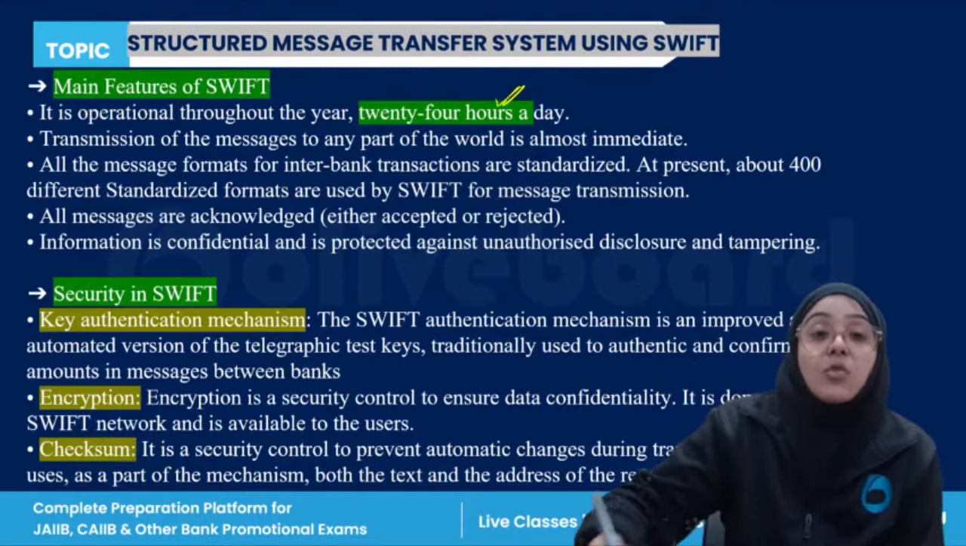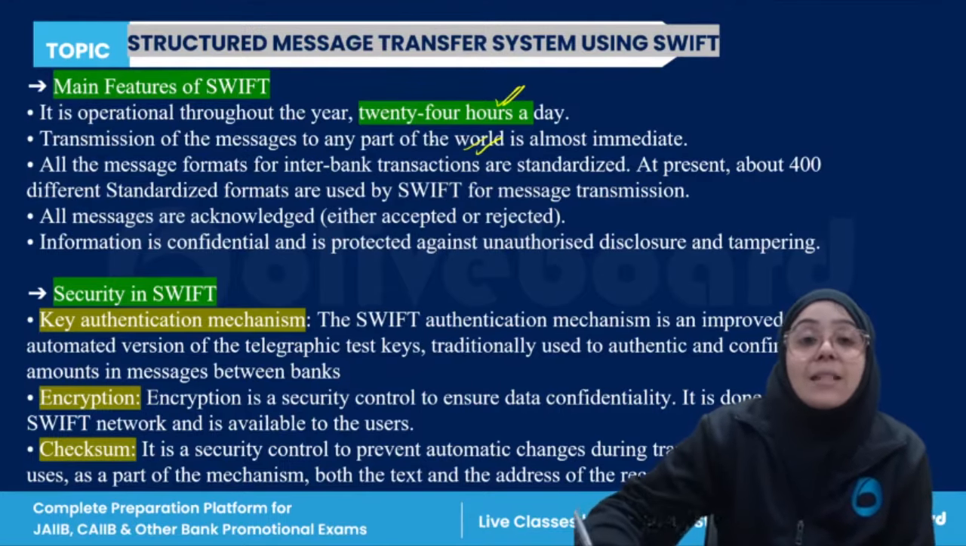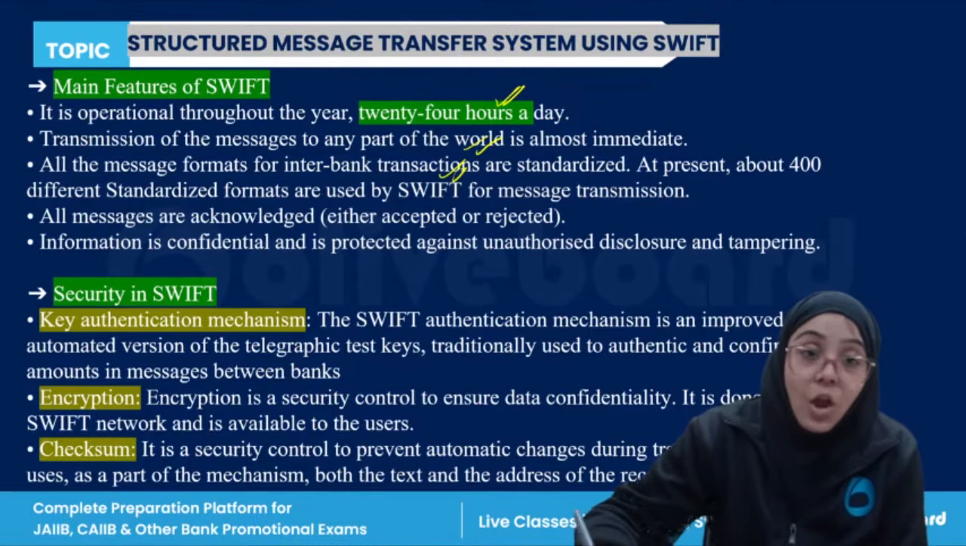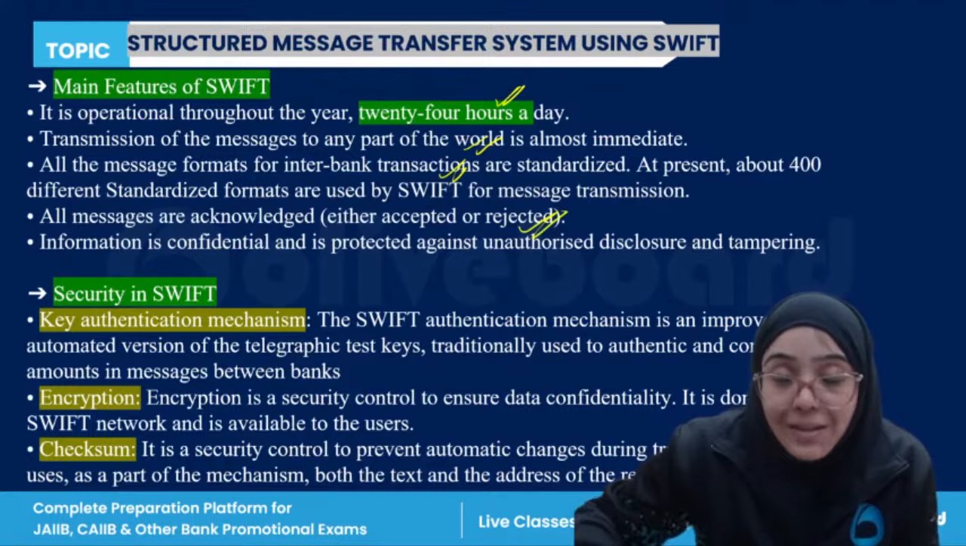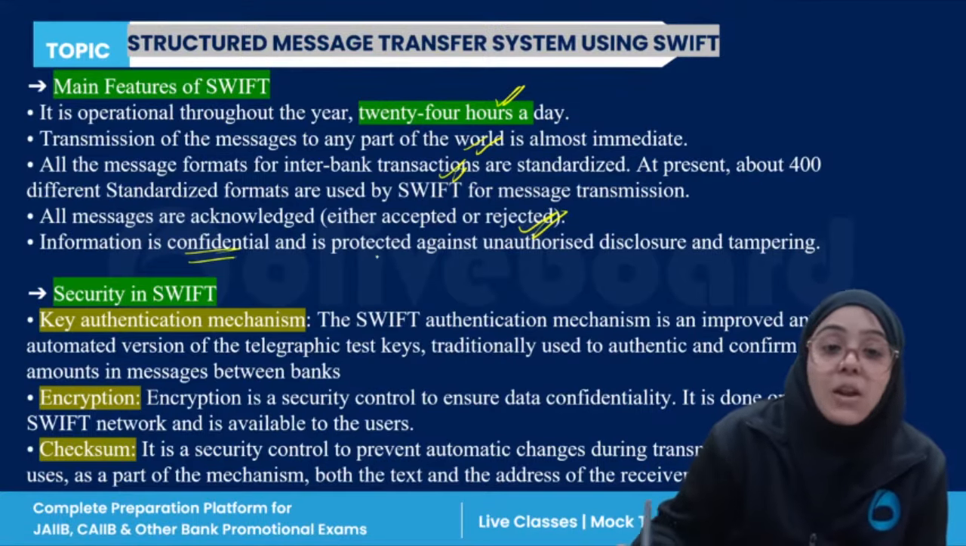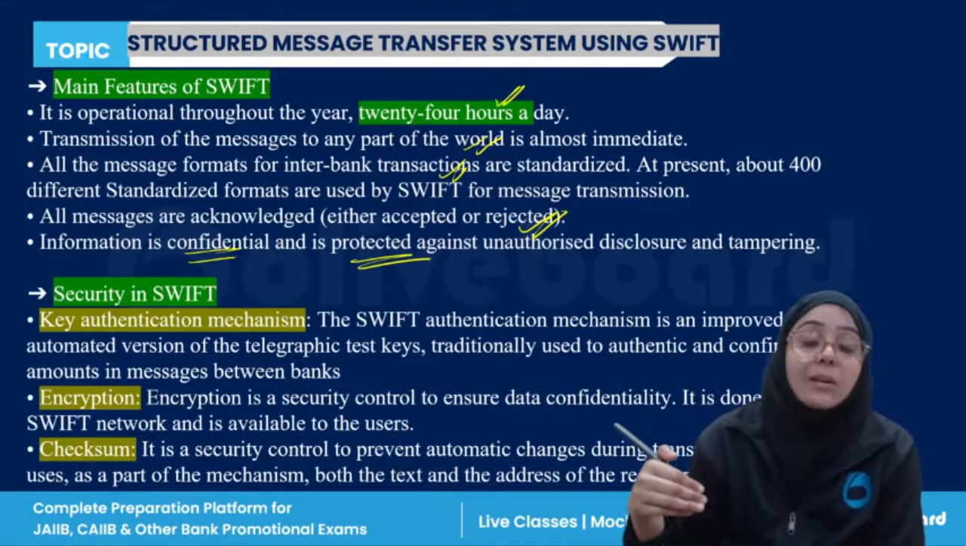You can immediately transfer messages to any part of the world. All the messages are in encrypted form, so you don't have to worry about security. All the messages are acknowledged, meaning either accepted or rejected, and it is very confidential and protected. And there are different keys of security in Swift.